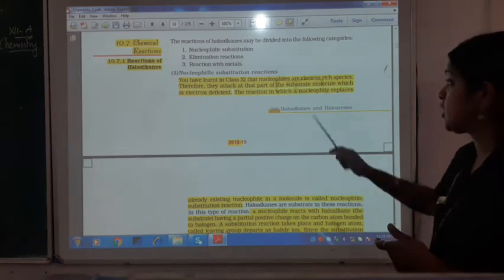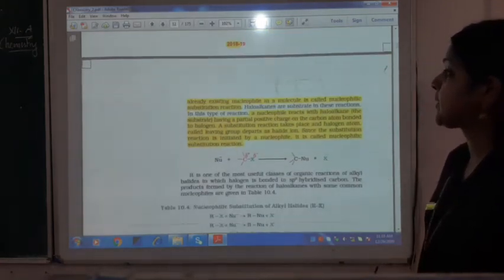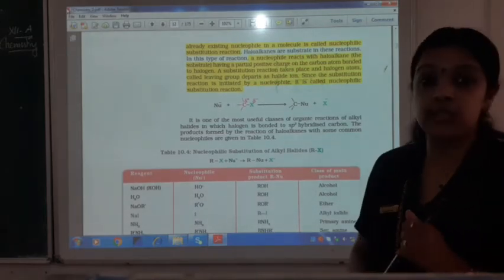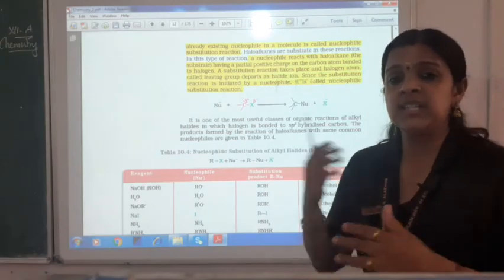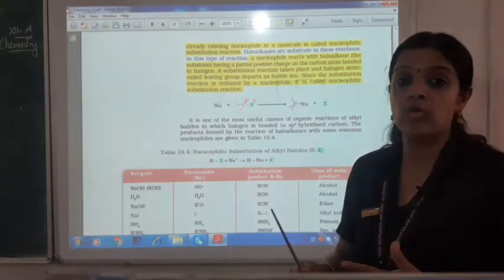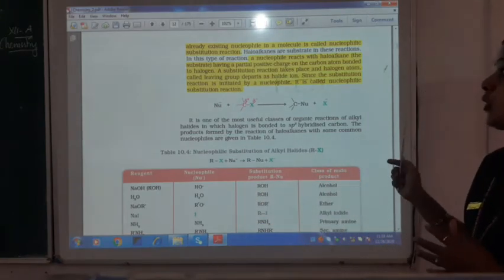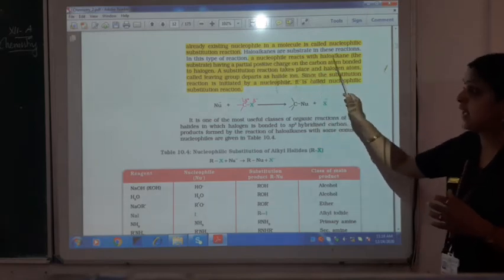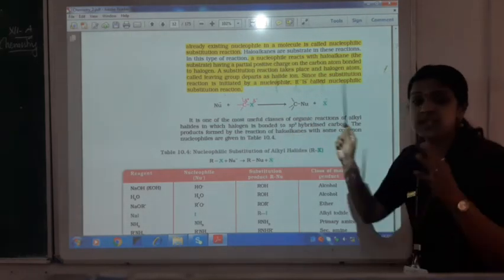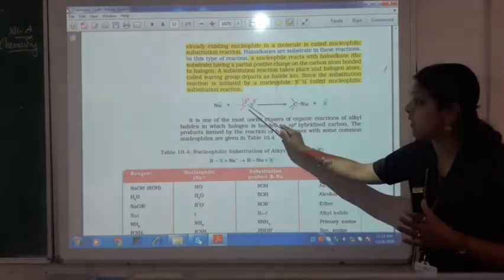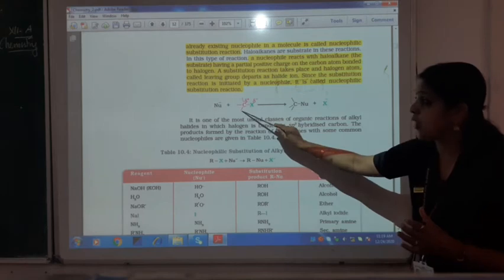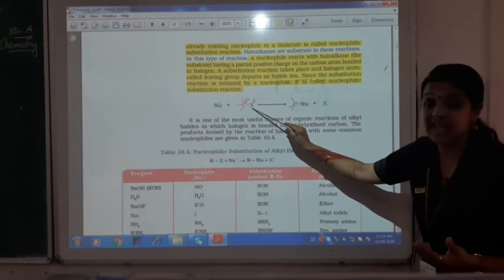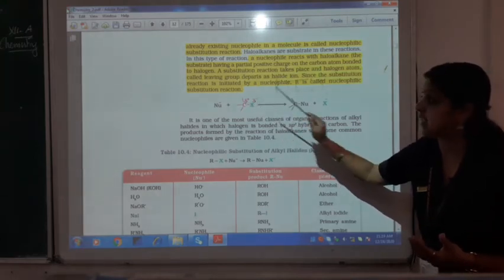The reaction in which a nucleophile replaces an already existing nucleophile in a molecule is called nucleophilic substitution. There is already a nucleophile, and this one goes and replaces it. You call that reaction a nucleophilic substitution reaction. A nucleophile reacts with a haloalkane. This is my nucleophile, which is electron rich. This is my haloalkane. I have carbon, and these three are the bonds. It can be hydrogen or a methyl group, anything. I have my halogen, which is X. So we know it has delta plus and delta minus.